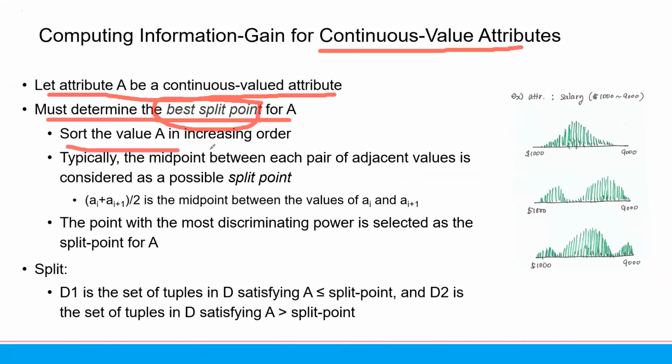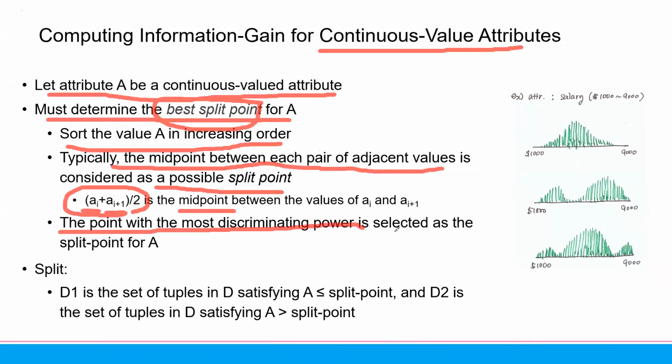First, we need to sort the value from the increasing order and then we need to check the midpoint between each pair of the adjacent value. So the most possible splitting point is a_i plus a_i+1 divided by 2. So we can get the midpoint. And then the point with the most discriminating power is selected as the splitting point for A. The idea, we can just use the Gini index.